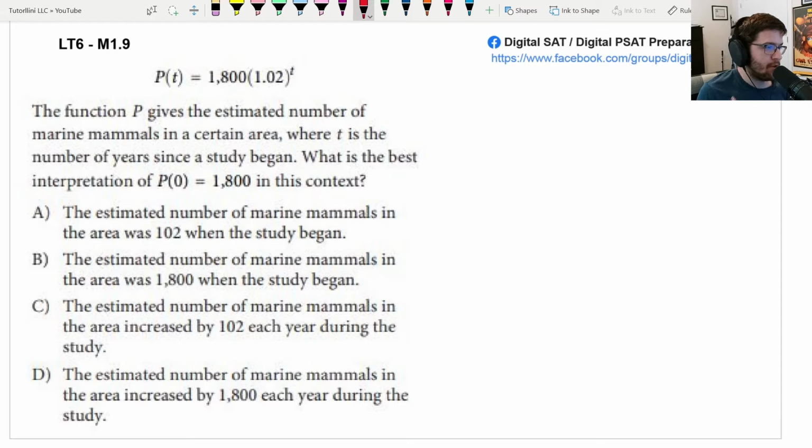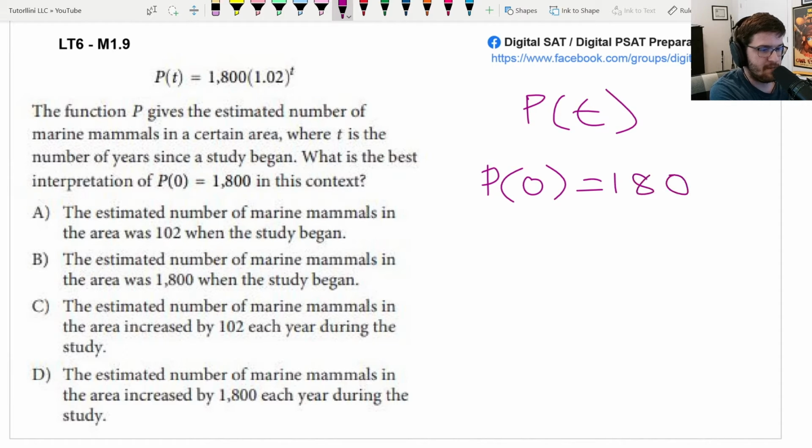Okay, this is Module 1, question number 9. It's just asking us to interpret a point using function notation. I've gone over this in the previous video and in many of my videos. Please, guys, just write down what it means before you go to the answer choices. If you go straight to the answer choices, you're probably going to miss something. Okay, so the function they give us is p of t, and the point they give us is p of 0 equals 1800. This is true for any function notation, guys: the letter inside here is this number, and then the letter over here is this number. So I'm going to translate it.